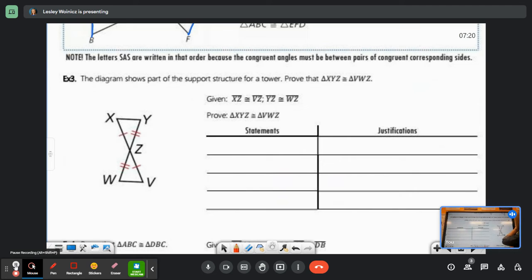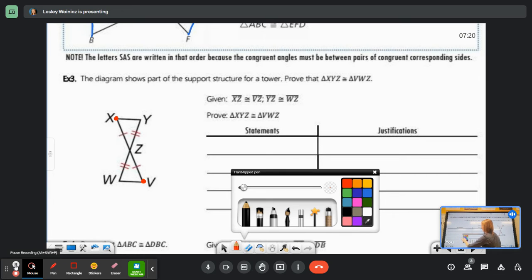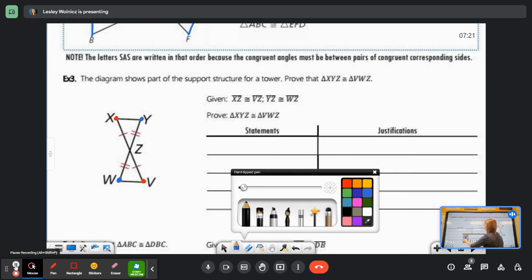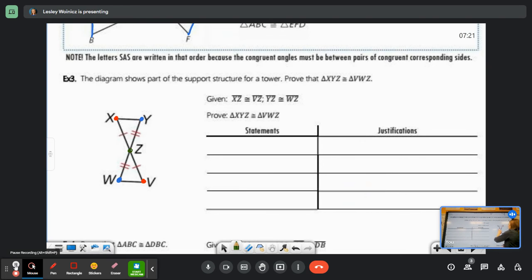Okay, the diagram shows part of the support structure for a tower, and we have to prove that the two triangles are congruent to each other. So I'm going to color code this so I don't make a mistake like I did on the front. It's saying that X corresponds to V. If you switch things around like I do, this might be a really good strategy for you to borrow. Y corresponds to W. Do you see how they're flip-flopped across? And then Z just corresponds to itself. Okay, that should help me a lot.